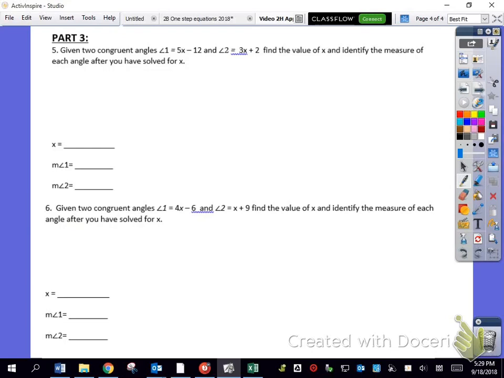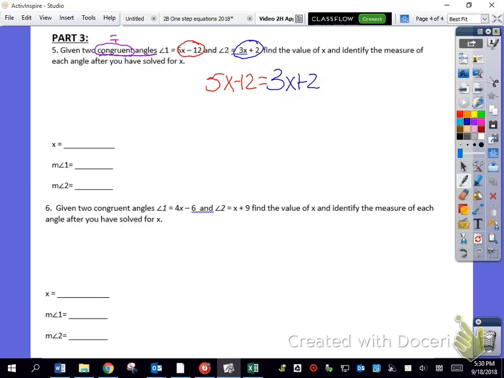All right, and then part 3. So let's say that we have two congruent angles. Congruent means that they are equal, okay? So I have two angles here. My first angle is 5x minus 12, so I'm going to say 5x minus 12. And then I have equals, and my second one is 3x plus 2.